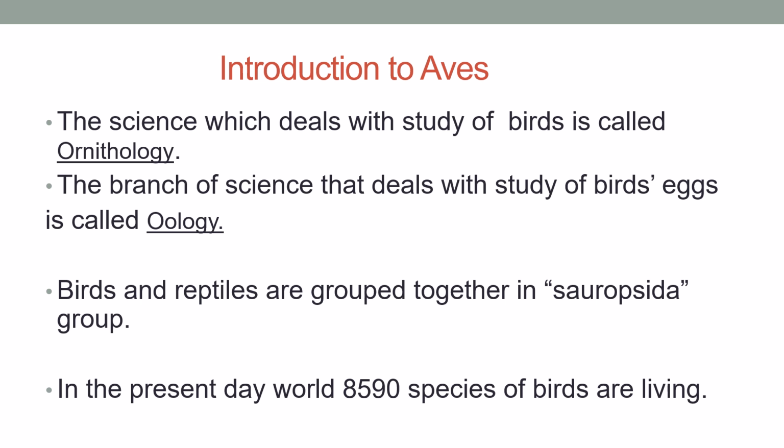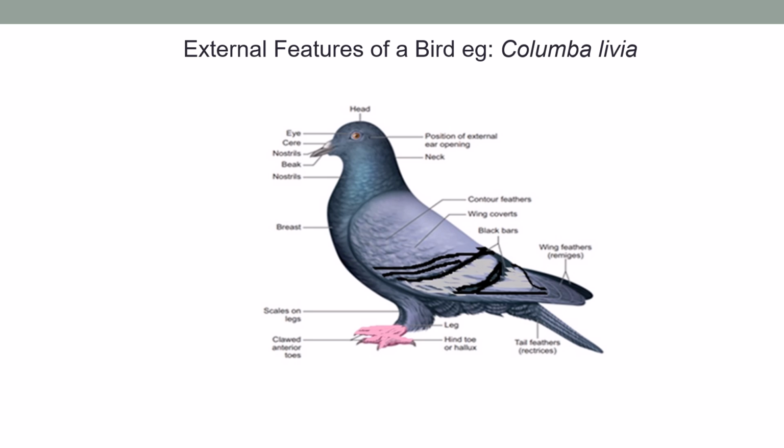The science which deals with the study of birds is called ornithology. The branch of science that deals with the study of birds' eggs is called oology. The birds and reptiles are grouped together in the Sauropsida group. In the present day world, there are nearly 8,590 species of living birds. In this image, you can see the external features of Columba livia, the common rock pigeon.